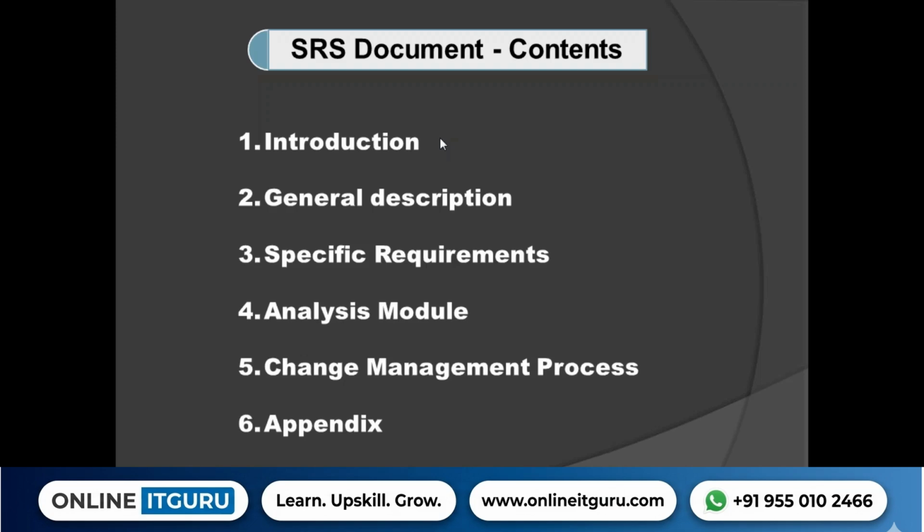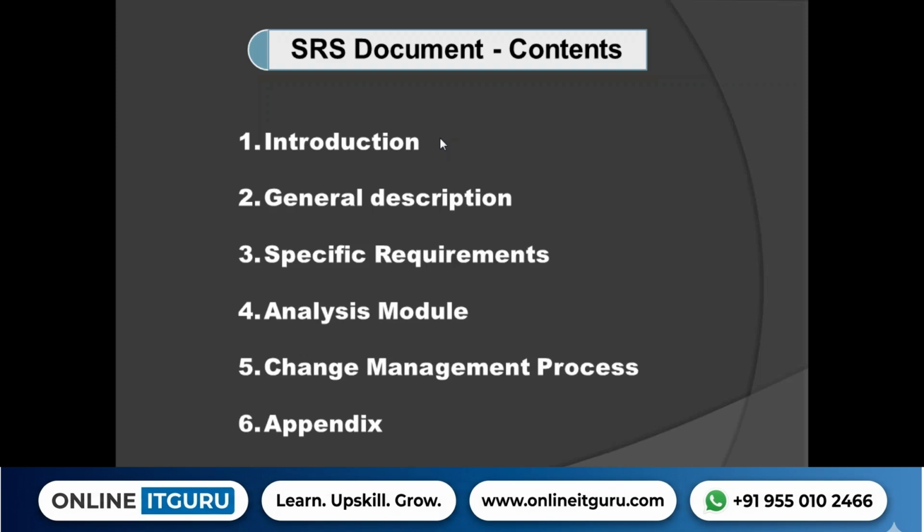And in the introduction, we are going to have 5 subsections. The first one is purpose, the second one is scope, the third one is abbreviations or acronyms, the fourth one is references, and the fifth one is overview. Okay, these are the 5 sections available under the introduction main section.